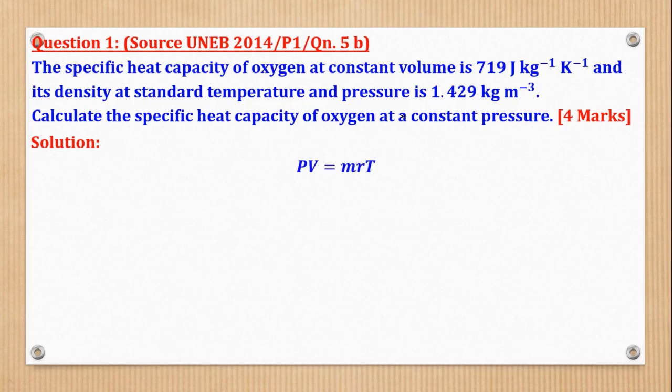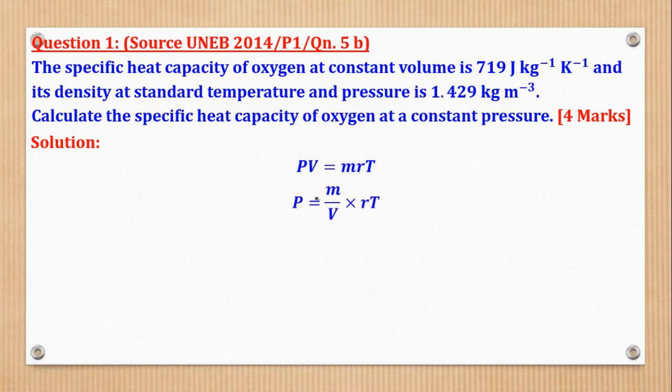So we shall come and quote the formula. We're using this formula because they said specific heat capacity. If they had asked molar heat capacity, we would have used PV equal to capital RT. Because they're specific, we use small letters here.